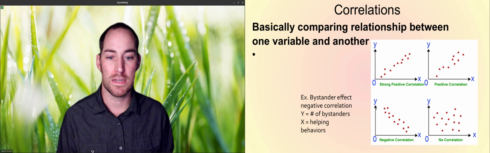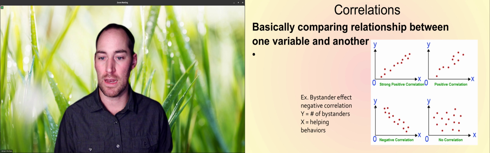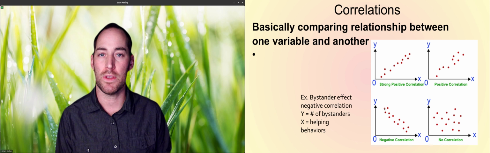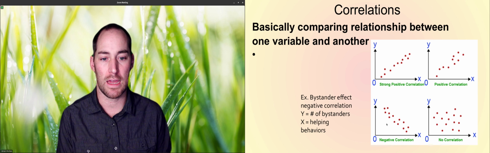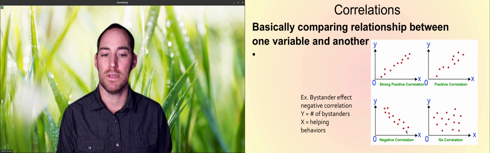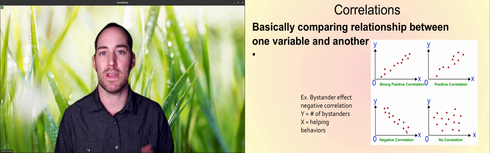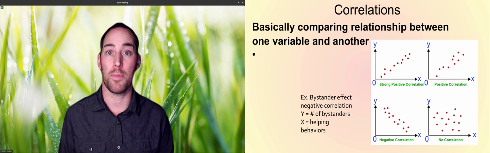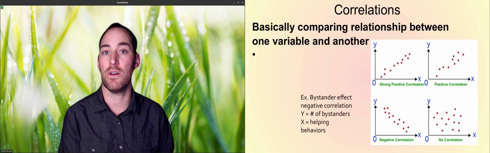So with this, Y is the number of people. Let's say you've got 10 people. When there's that many people, the helping behaviors are very low. People are not very likely to help. When there's no one there, people are a lot more likely to help. So the more people that are there, you get a diffusion of responsibility. And so this is an example of a correlation that might also be considered a causal relationship.